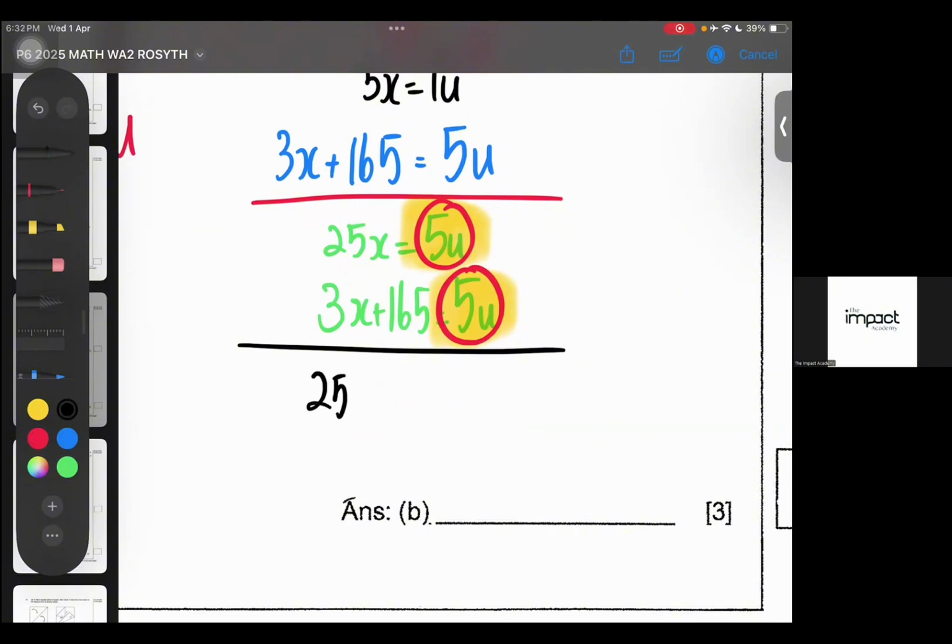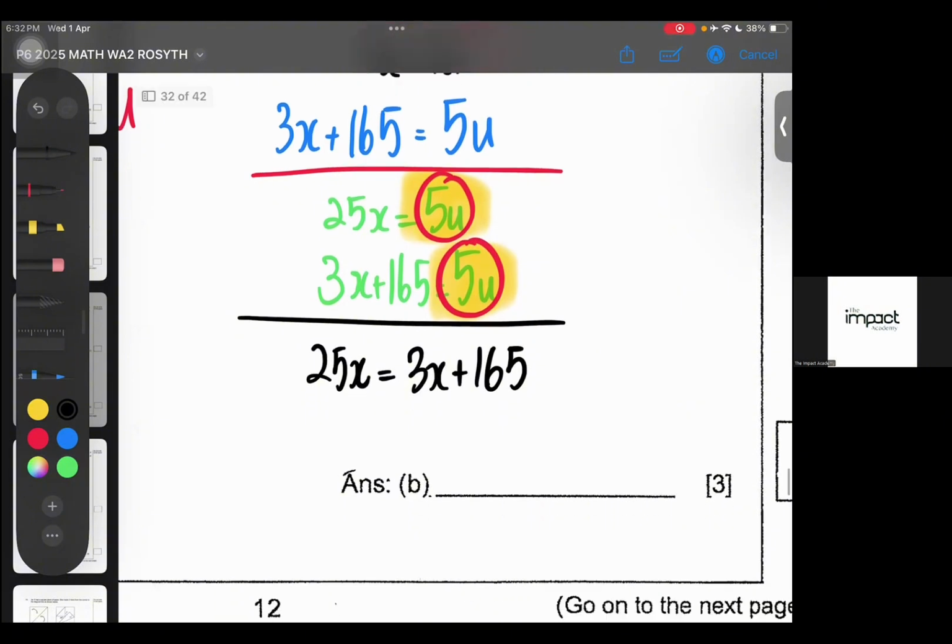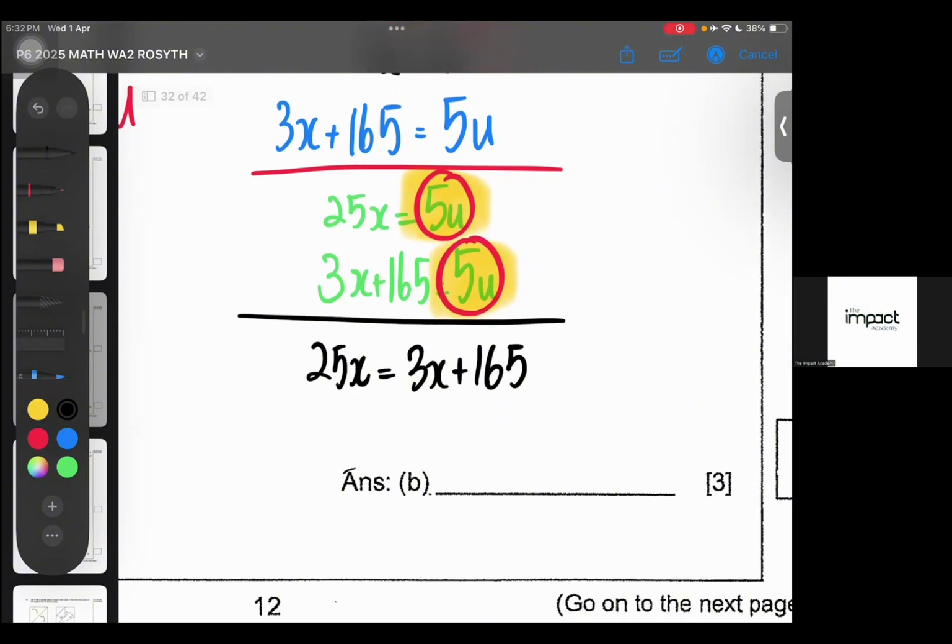You tell me 25x is equals to 3x plus 165. Do not tell me the minusing first. The minusing is not needed. Is that okay or not? Don't tell me the minusing first. Are you understanding what I'm saying? Why are you minusing it? You don't go and minus it first. We don't need to care about the minusing. We only need to care about forming an equation.